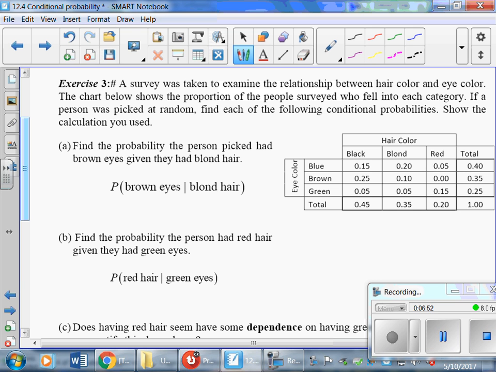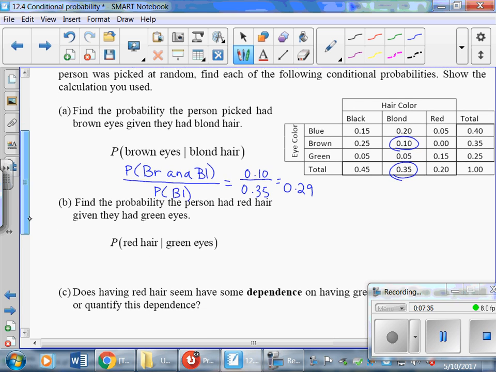So we're talking about the probability of brown eyes and blonde hair all over the probability of blonde hair. So the probability of brown eyes and blonde hair is 0.10 over the probability of blonde hair, 0.35, which is 0.29. They're asking for a probability, so the number has to be between 0 and 1. Okay, so that was kind of easy. Let's look at the next one.